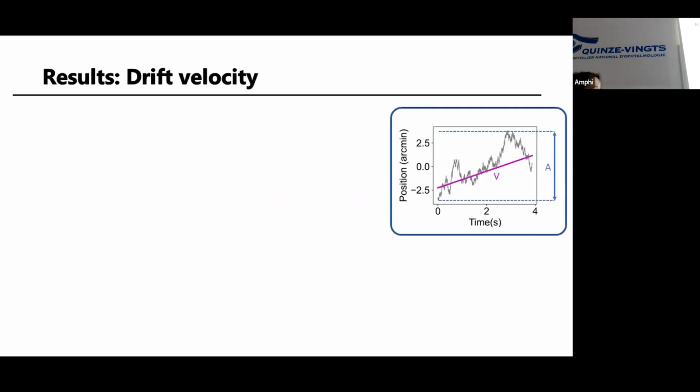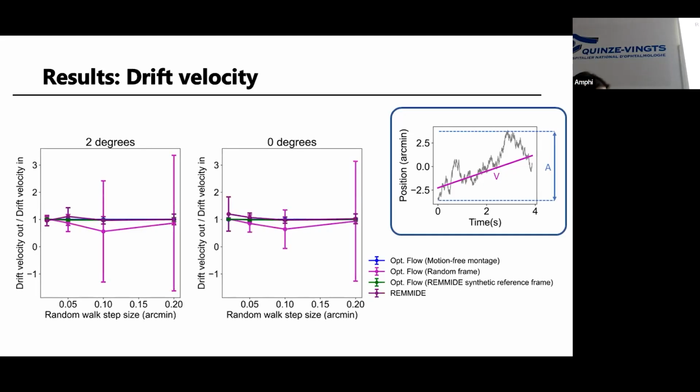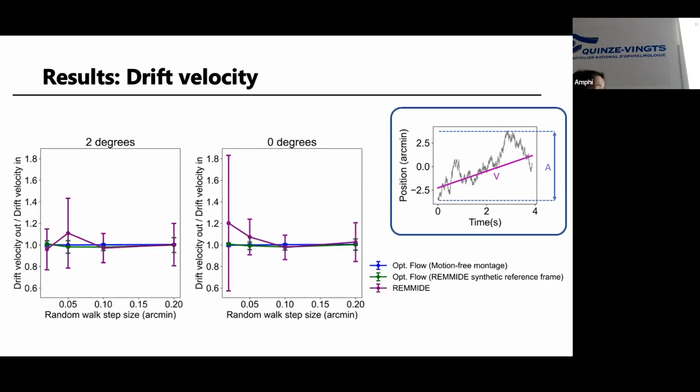And the next is drift velocity. So it's just the gradient fitted to that drift profile. And again, they all do a pretty good job of reproducing the velocity that's gone in, again, apart from the single frame measurement. So if we zoom in on the two that use the synthetic reference frame, they're both hovering around about 1.